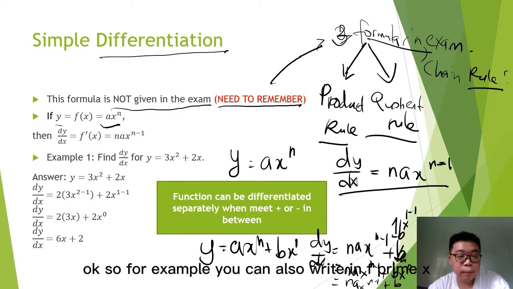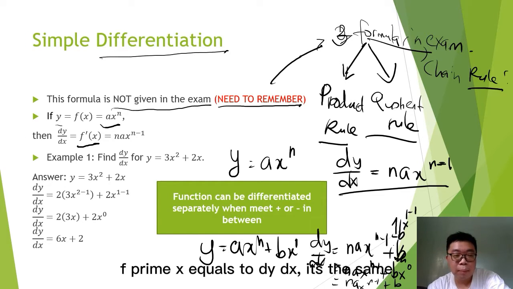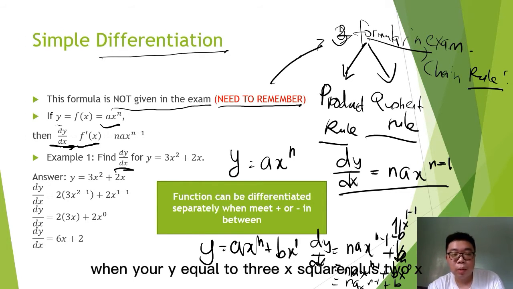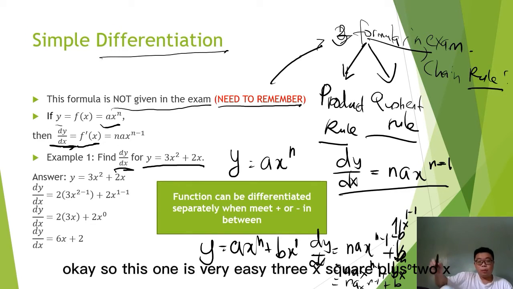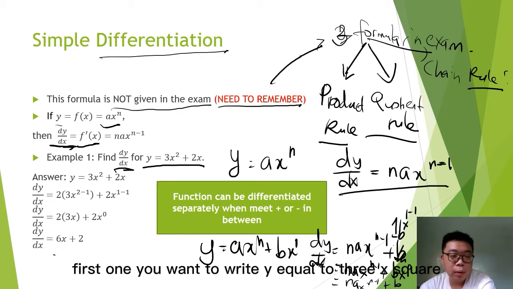Okay. So for example, you can also write f prime x. So f prime x equals dy/dx, it is the same. Okay, the first example, you want to find dy/dx when y equals 3x squared plus 2x. This one is very easy. First, you need to write y equals 3x squared plus 2x.